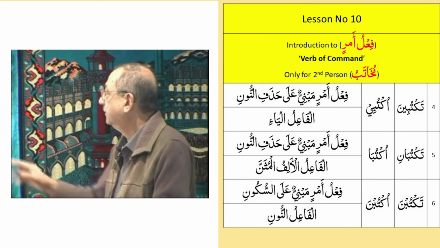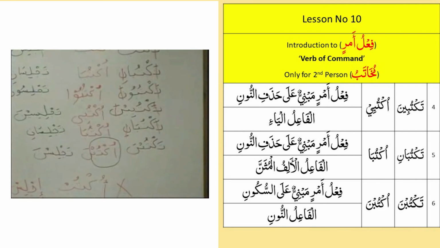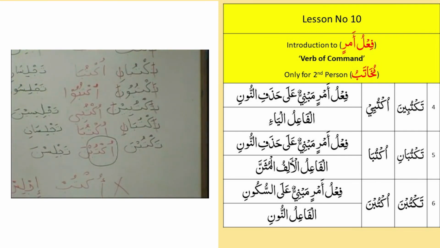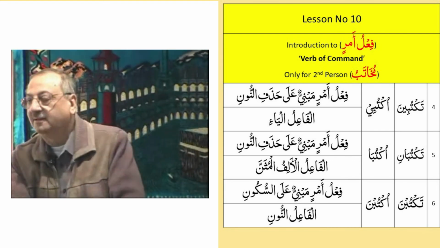Remember, these noons in taktubani, taktubuna, taktubina, are the sign of fi'l mudari'a being marfu. Now, if you drop that noon, then fi'l mudari'a is no longer marfu. Now it is majzoom. Because Amr is majzoom, but it is mabni. It never changes. Okay? Now, this is where our division of fi'l mudari'a comes.